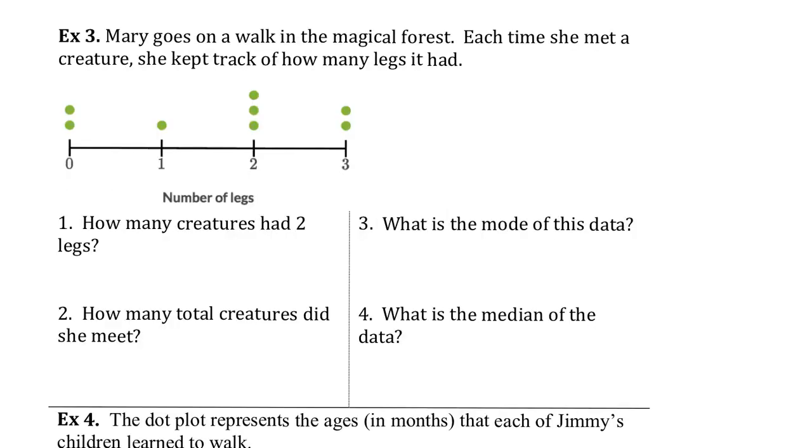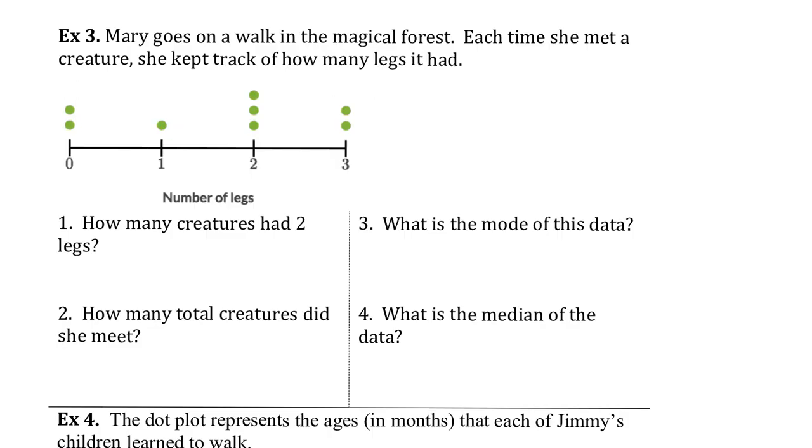Okay, now we're going to look at a dot plot, and then just make sure we can read it and find the data, the mean, median, and mode from the data. So this is Mary goes on a walk in the magical forest. Each time she met a creature, she kept track of how many legs it had. Okay, so she's going in the forest. She's encountered 2 animals that have 0 legs, and then 1 animal that has 1 leg, and so on.